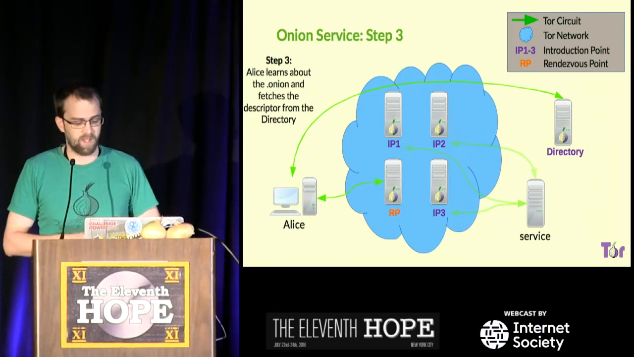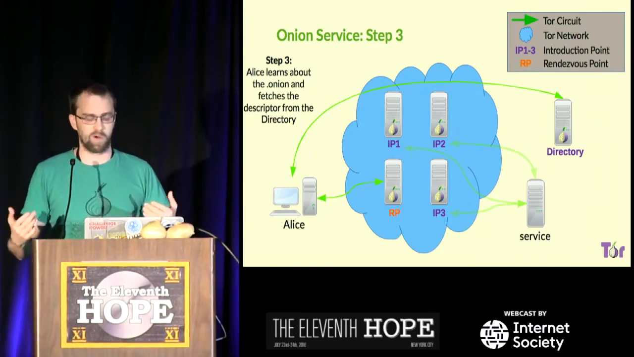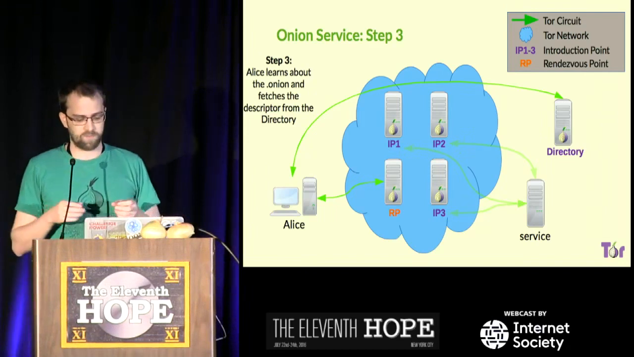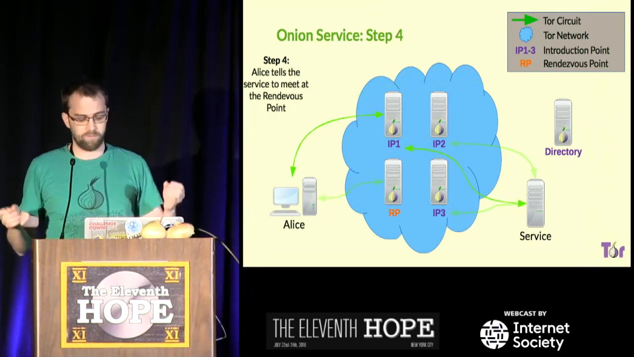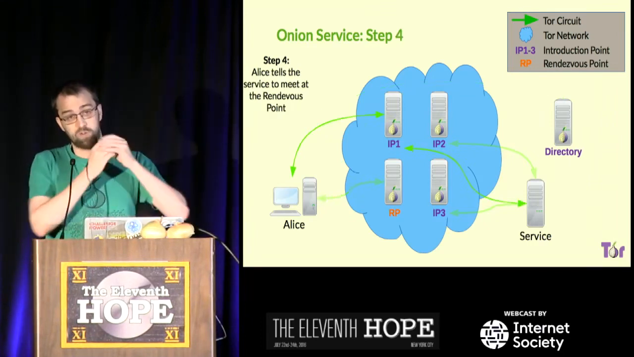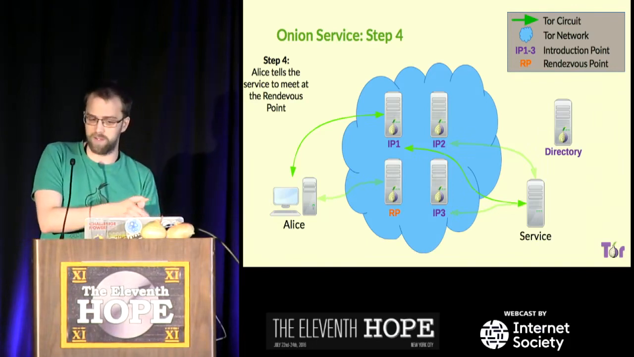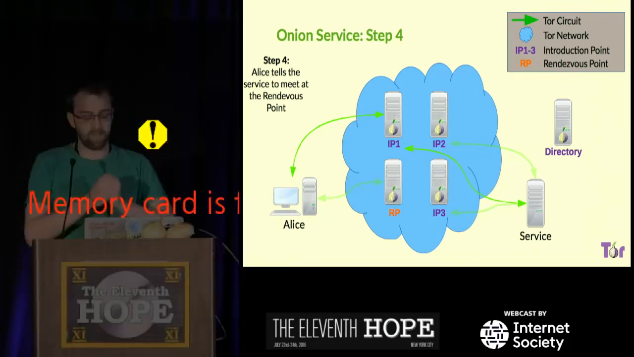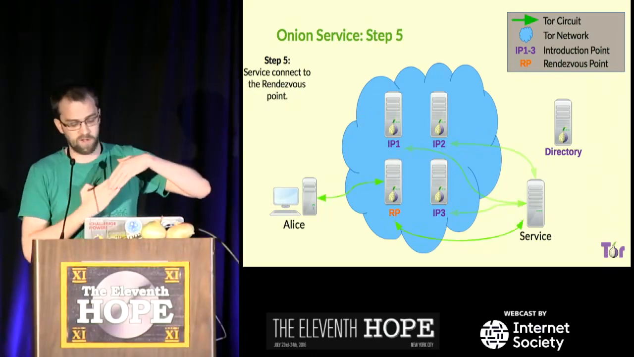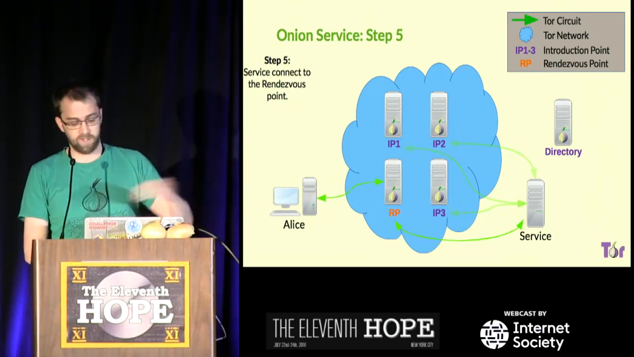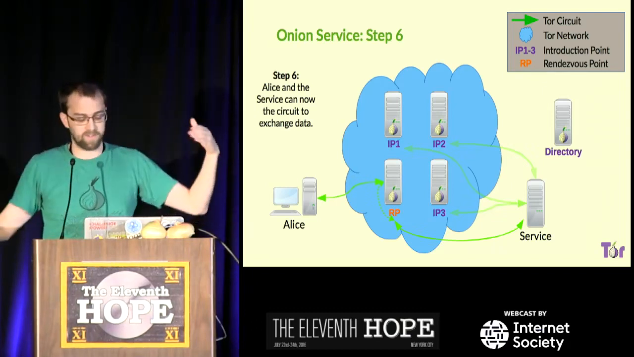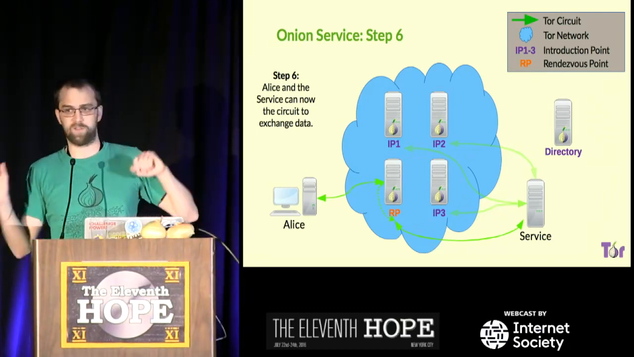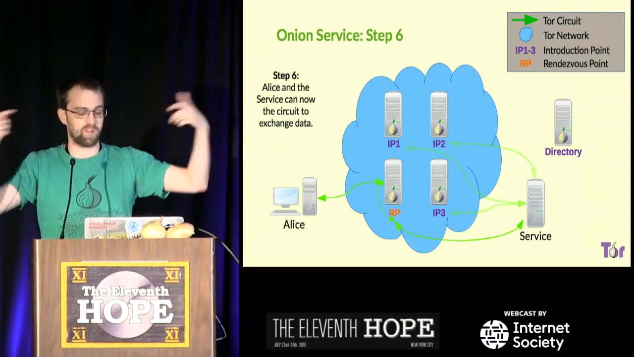At the same time, Alice will create a circuit to a rendezvous point, so the RP in this slide. This RP is, again, a random relay that Alice will pick. So what's going to happen is Alice will go to an introduction point, and Alice knows where it is because it's in the descriptor, and tell the service, please meet me at this rendezvous point. And then the service connects to the rendezvous point, and kills the circuit with the introduction point, and then we have a 6-hop circuit between Alice and the service. And it's very important because 3 hops one side, 3 hops on the other side, well, we have anonymity on both sides.